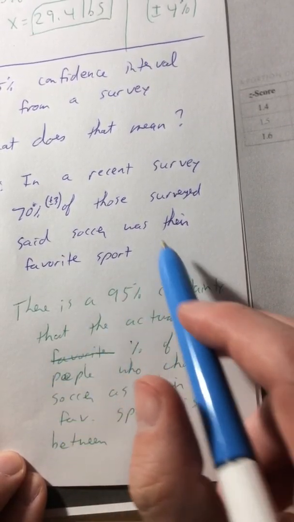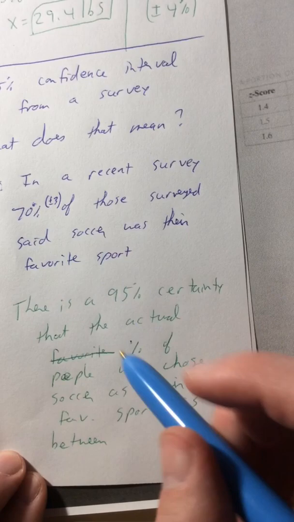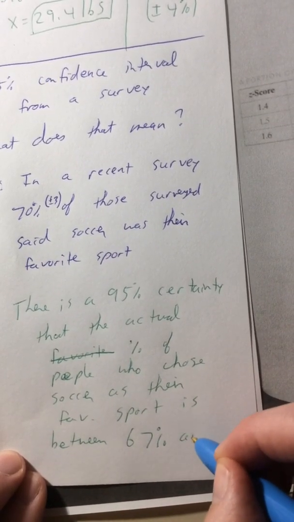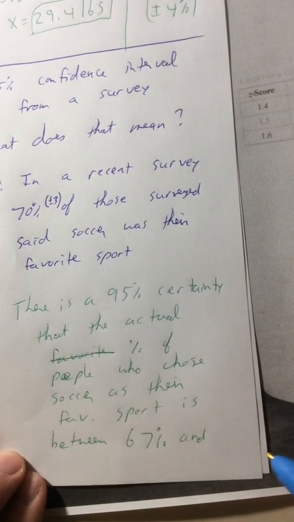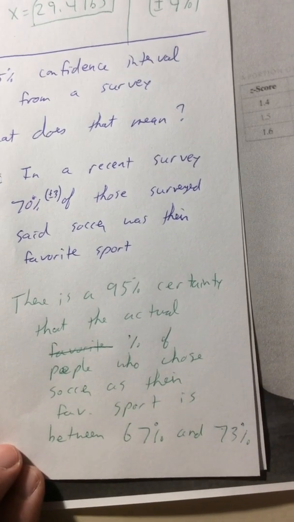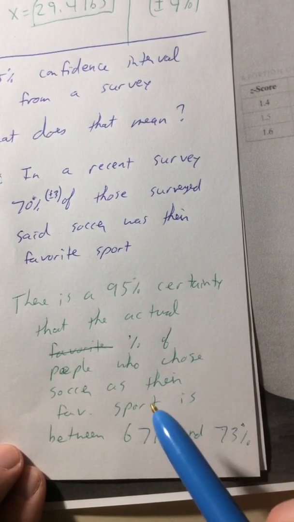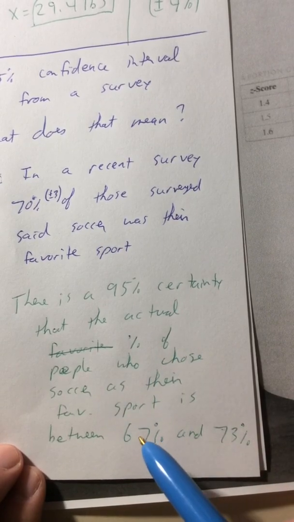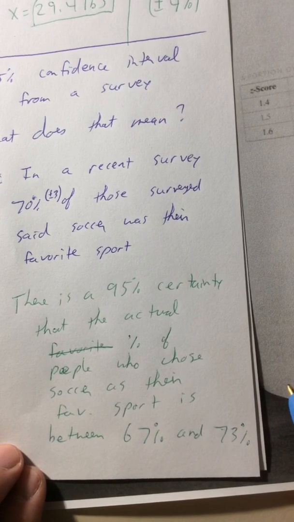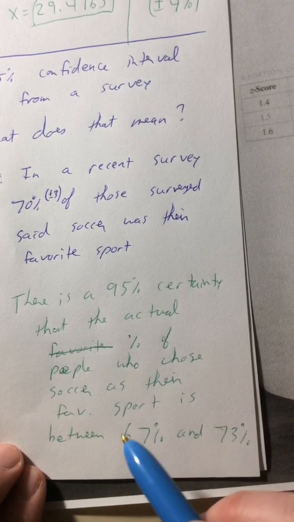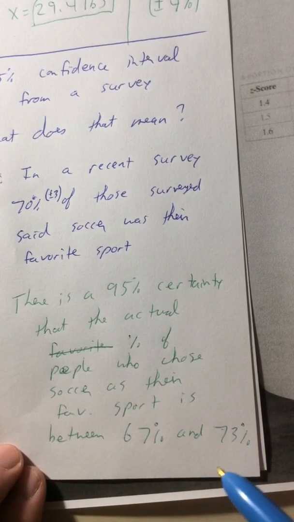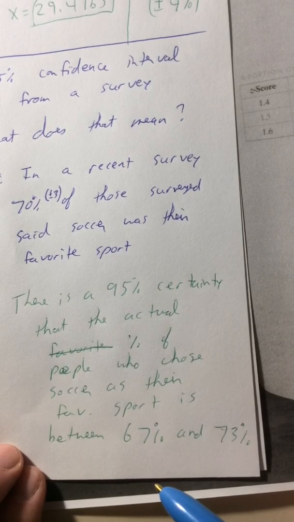so where are we here? 70% plus or minus 3. So 70 minus 3, 67%, and 70 plus 3, 73%. So we are 95% certain that the percent of people who actually believe soccer is their favorite sport is between 67% and 73%. So that's pretty good. Only 5% of the time are we actually going to be wrong here. 5% of the time it could be like 75 or 60% or something like that.